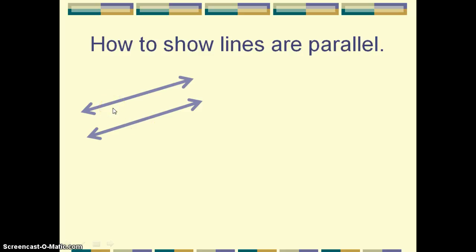So how do we show that lines are parallel? Here I'm given two lines and they look like they're parallel, but I don't know that they are unless I'm told that they are. One way to show that lines are parallel is by drawing these little arrows on the lines. Another way to know that they're parallel is that the directions tell you that they are parallel.